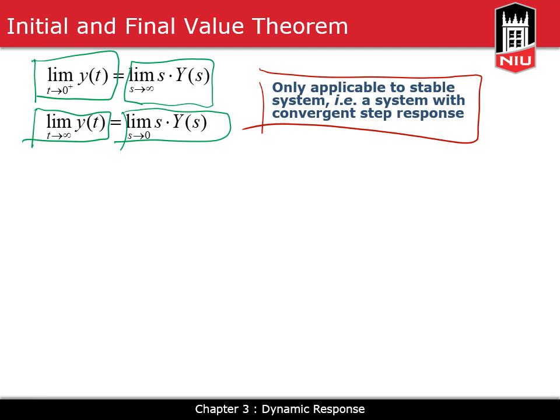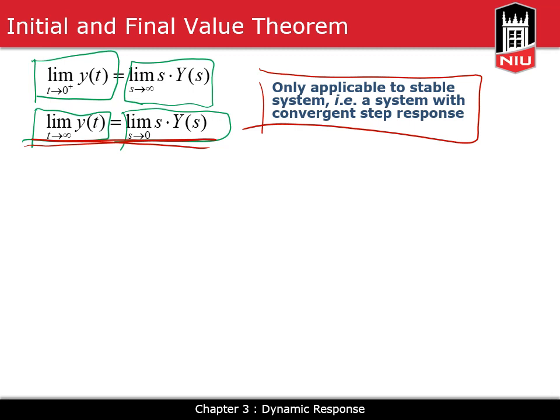So consider, for example, a sinusoidal function. The sinusoidal function keeps going up and down, oscillating. So it does not really converge to a constant value even after a long time. So it does not have a final value. If you apply this equation or this theorem to find its final value, it will give you a number, but that is certainly not the final value of that function. You should be careful about that.